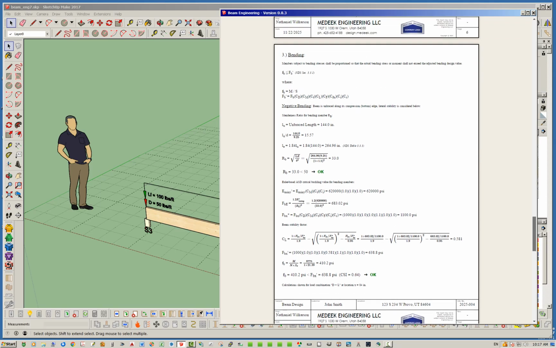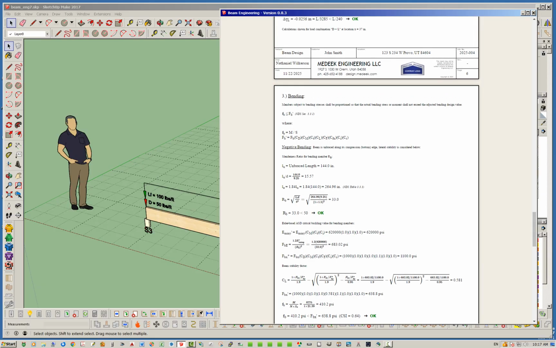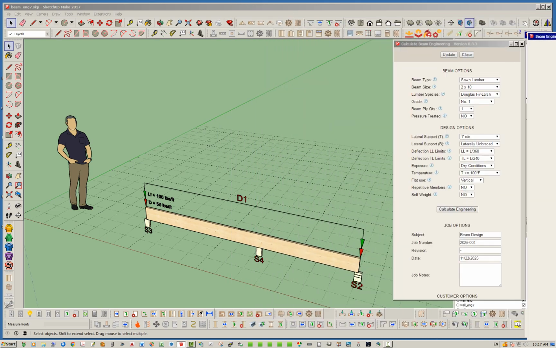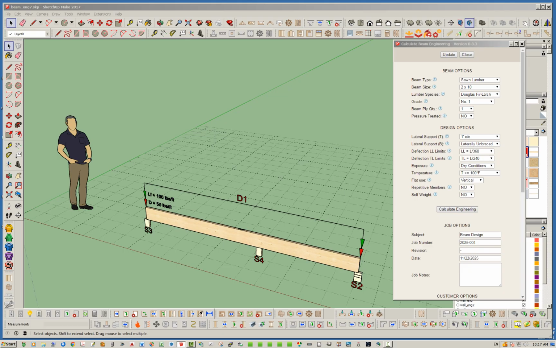So anyways, another thing I want to note. What did we do? We set that to laterally unbraced, correct. So laterally unbraced basically means that none of the intermediate supports are providing any sort of bracing, but we do make the assumption that the outermost supports, S3 here and S2 on the very outermost, are braced both top and bottom.